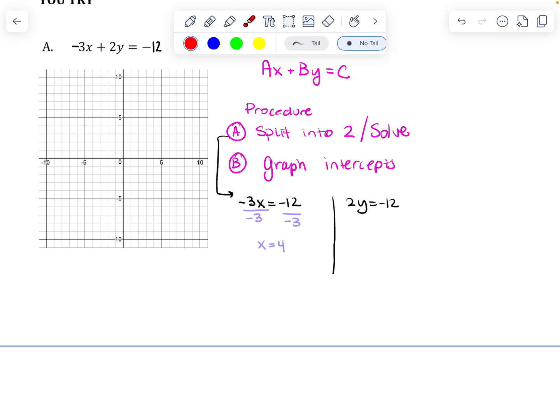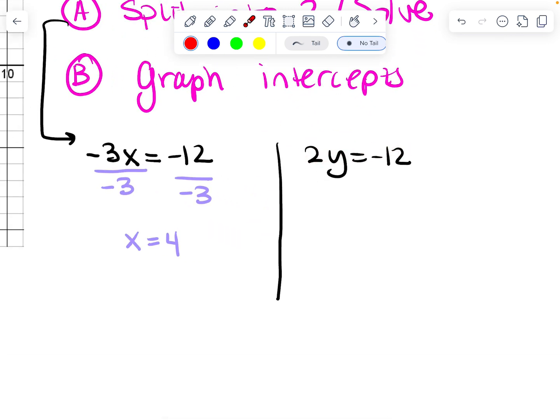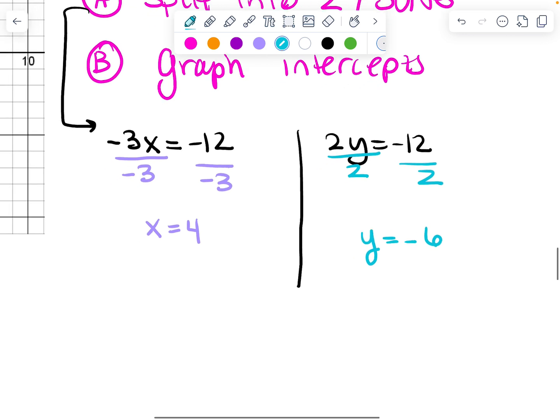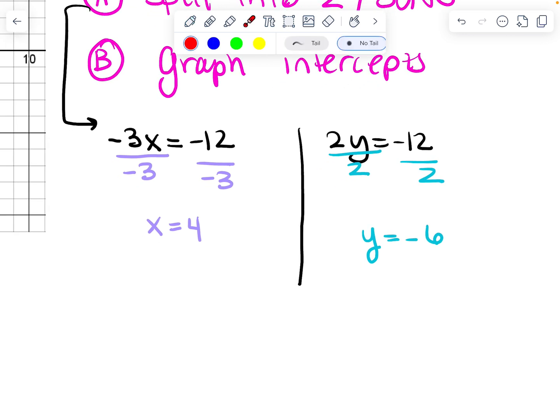Then I'm going to do the same thing for the other equation. We could do one thing at a time, but I'm just going to solve the other one. Divide both sides by 2 since y needs to be alone, and it's with 2. Divide both sides by 2, and you get y equals negative 6. It is really, really important that you keep the letters in there. This we solved for x. This we solved for y.